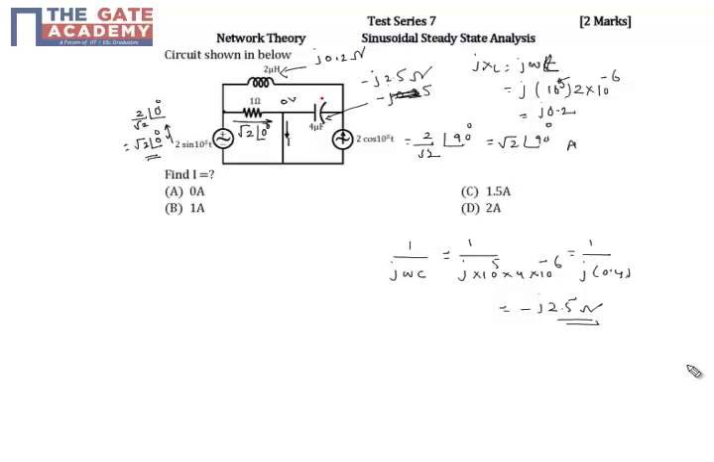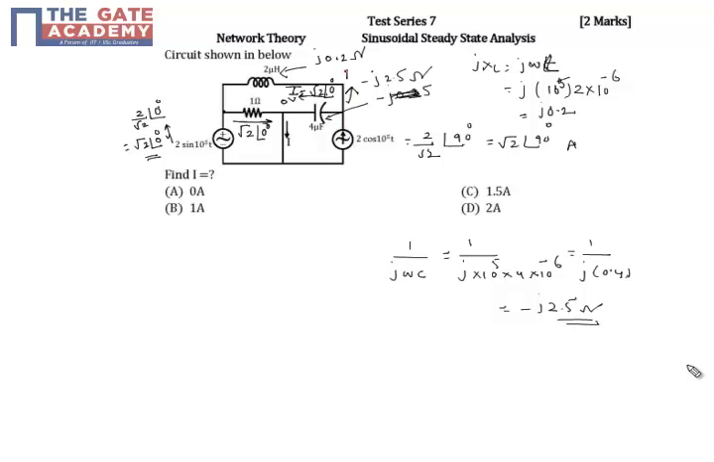And what about the current here, the current flowing in this direction? If I take this as some I1, plus this current is equal to I. So I1 is nothing but I minus this value. So the current flowing in this direction is I minus root 2 at an angle of 0 degrees. Once you calculate this, you have to calculate the current in this path, which is this current minus this current.